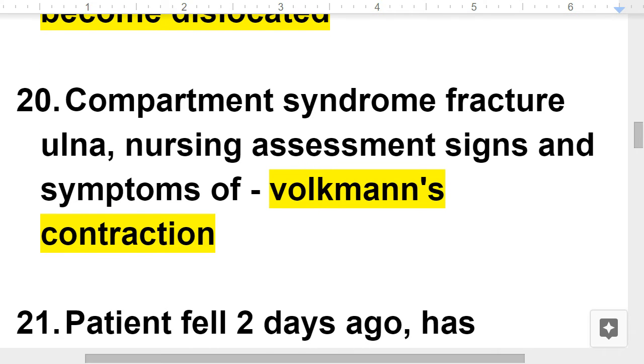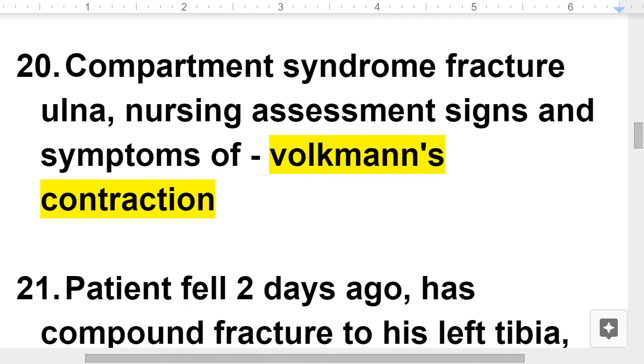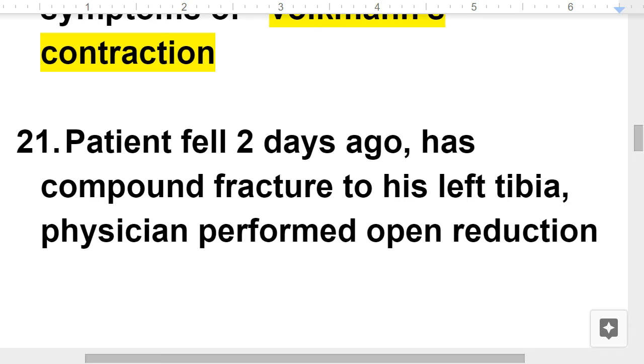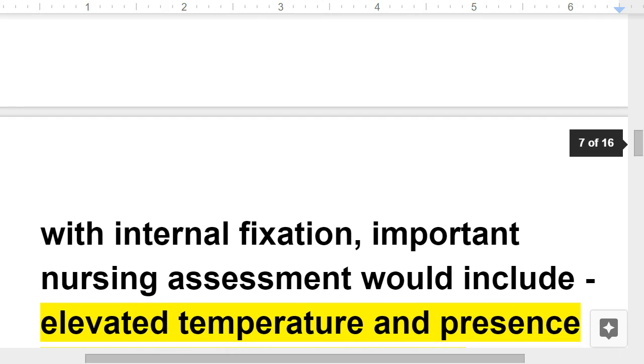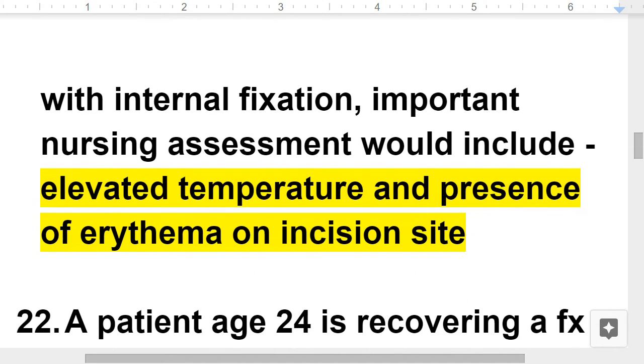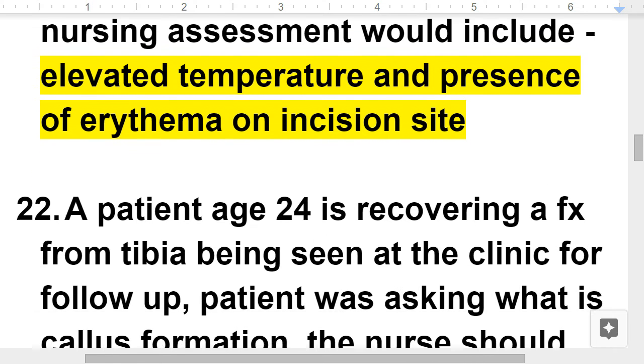Compartment syndrome with fracture of the ulna: nursing assessment for signs and symptoms of what? Volkmann's contracture. Patient fell 2 days ago and has a compound fracture to his left tibia. Physician performed open reduction with internal fixation. Important nursing assessment would include elevated temperature and presence of erythema on the incision site.